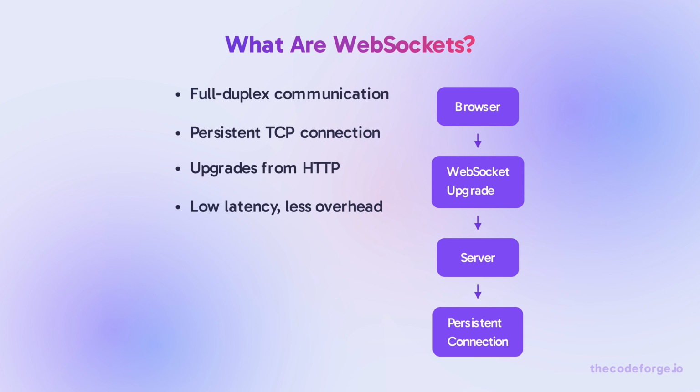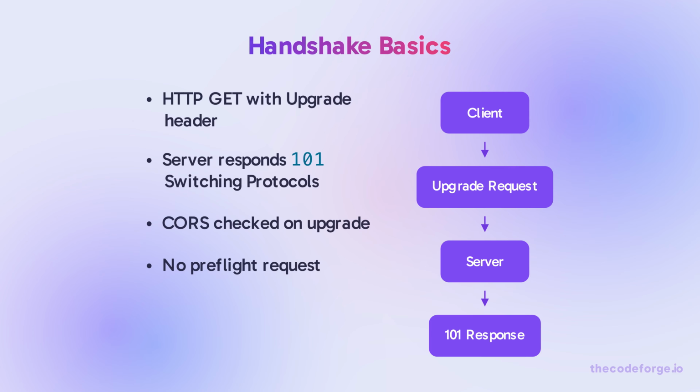WebSockets start as an HTTP request that upgrades to a persistent TCP connection. Once established, both sides can send data anytime, reducing overhead compared to polling. The handshake is an HTTP upgrade request. The server must return 101 to establish the WebSocket.